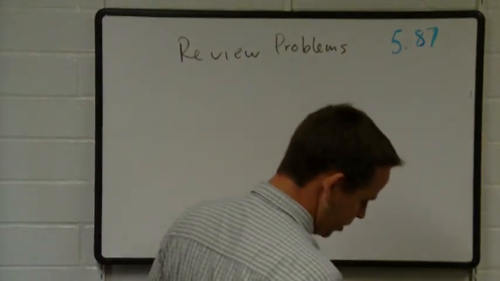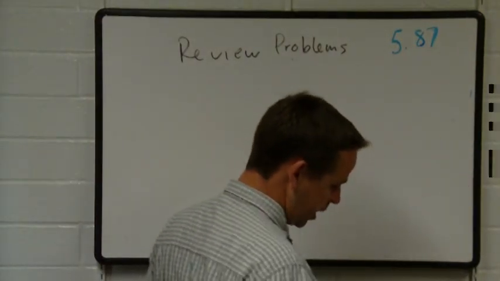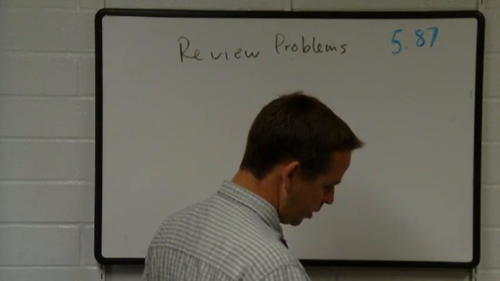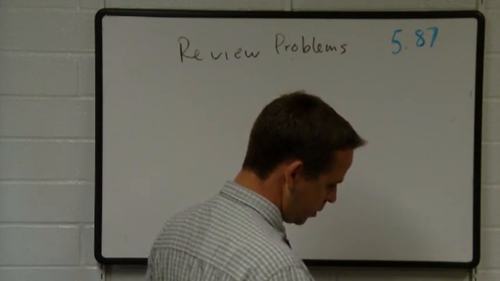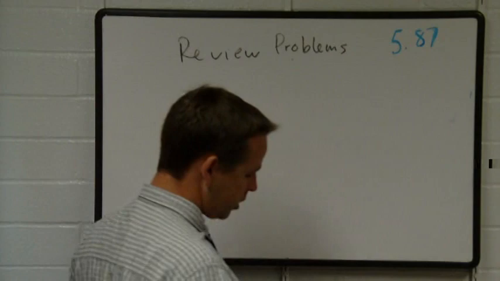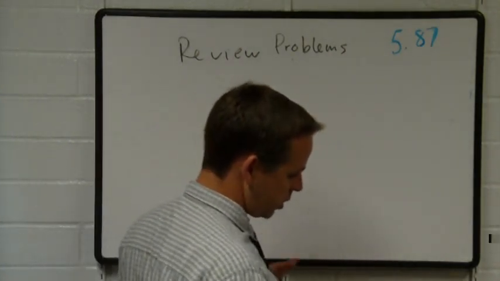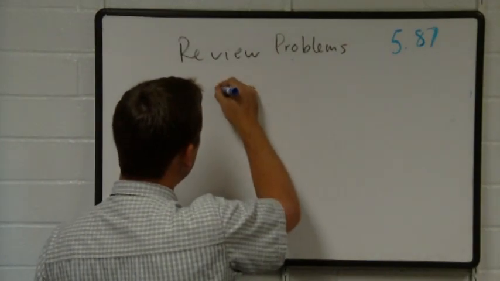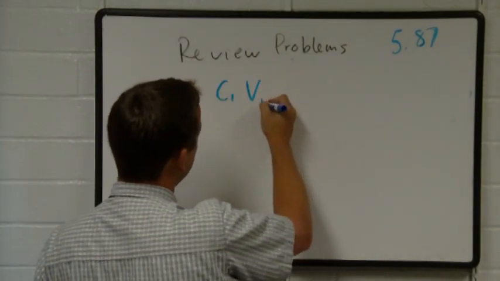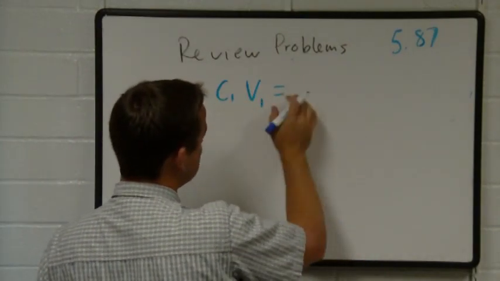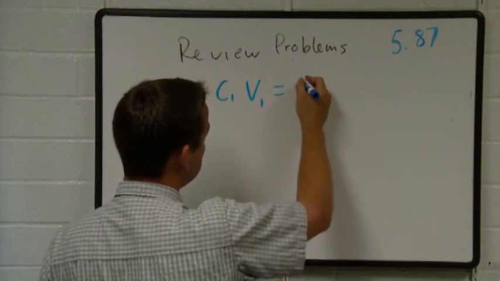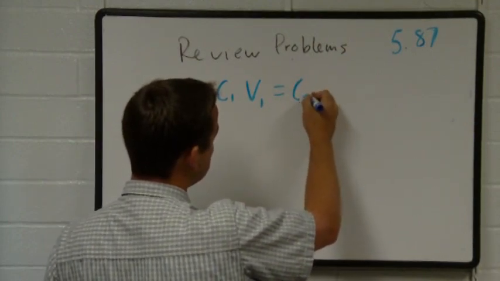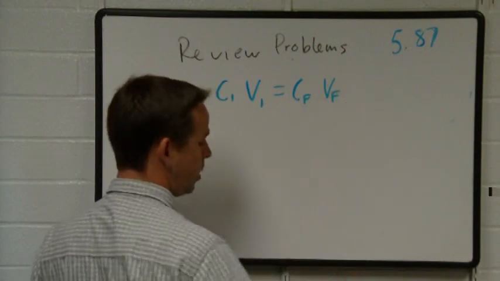If 25 milliliters of 0.565 molar sulfuric acid is diluted to a volume of 125 milliliters, what's the molarity of the resulting solution? Well, for this one we use what's called the dilution equation. The dilution equation is the initial concentration, C1, times the initial volume, V1, which is equal in a dilution problem to the final concentration times the final volume, right?